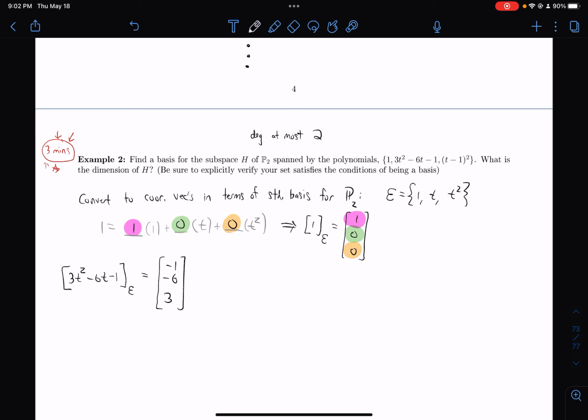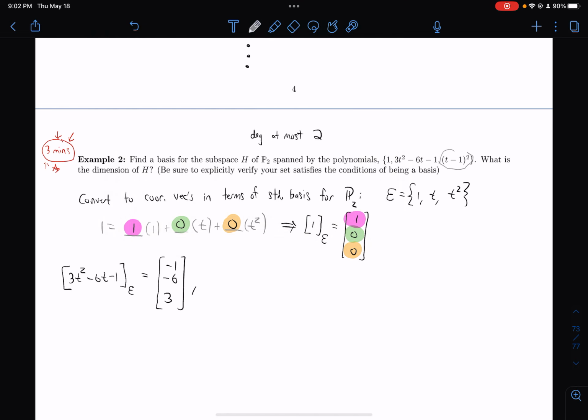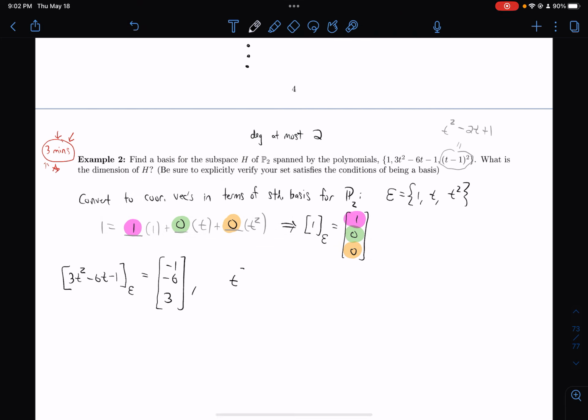Okay, all right, we got one more polynomial to go. So the last polynomial is this one. I should FOIL it out so I can see its coefficients. This becomes t squared minus 2t plus 1. So let's write that polynomial's coordinate vector. The constant term is 1, the coefficient of t is negative 2, the coefficient of t squared is 1. We're going in that order for these coordinate vectors.